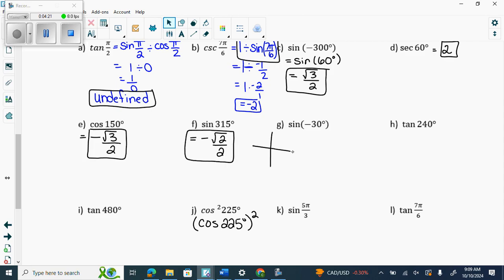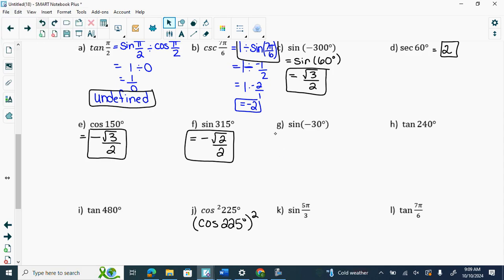Sine negative 30, we can either picture it going negative 30, correct? Or I can add 360 degrees to it, and it would be the same answer as its coterminal, which is sine 330. So what is y at 330? Negative 1/2.